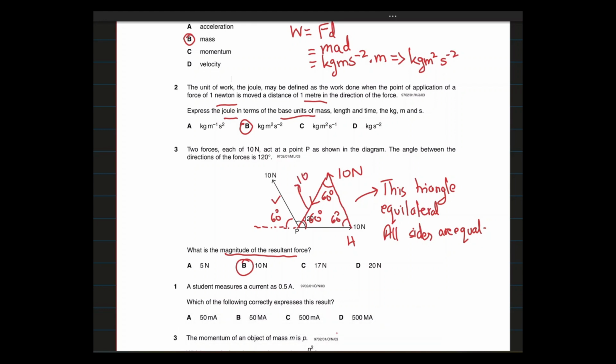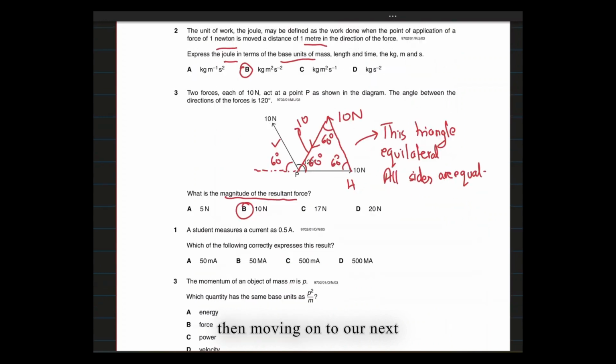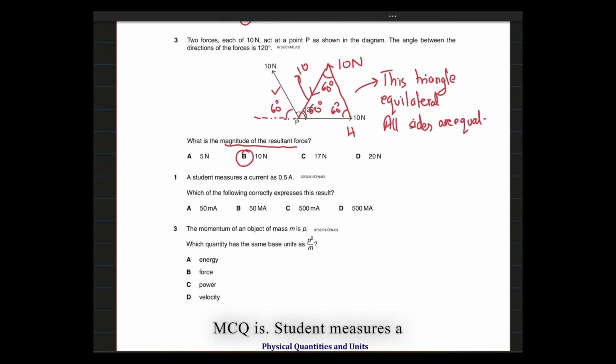Okay, then moving on to our next MCQ. A student measures a current of 0.5 ampere. What we need to do is check which of the following correctly expresses this result. The first option is 50 milliampere. Milli is what? 10 to the power minus 3.